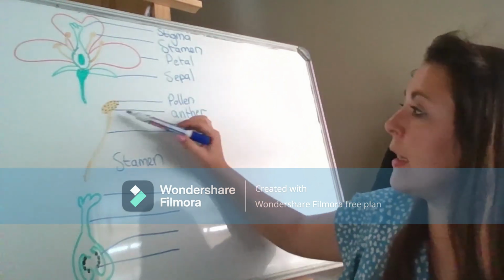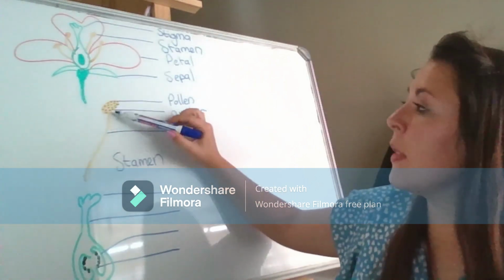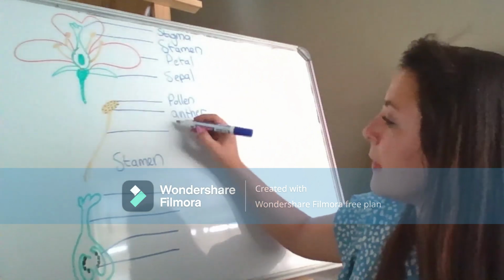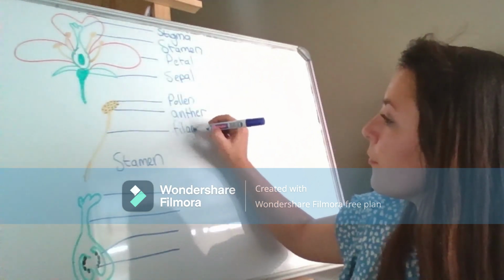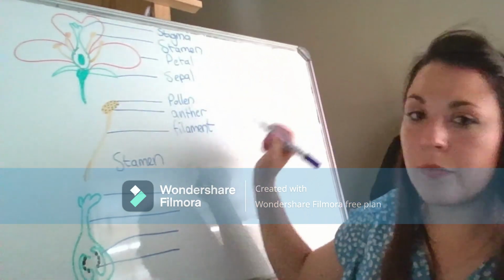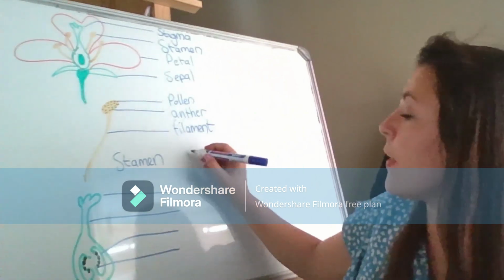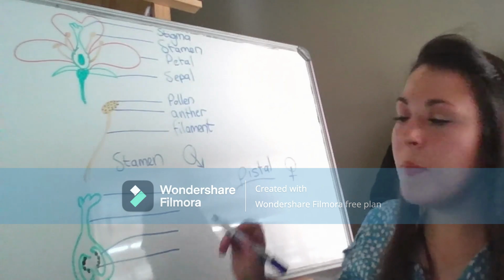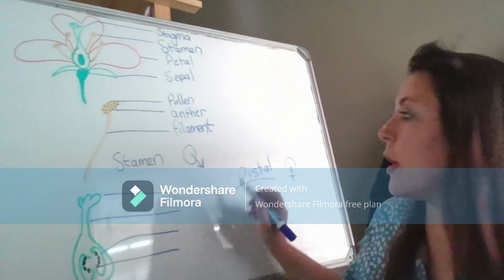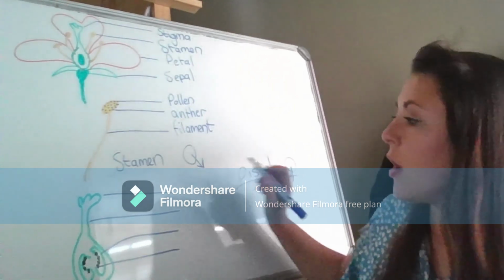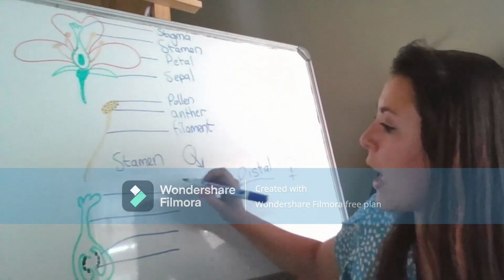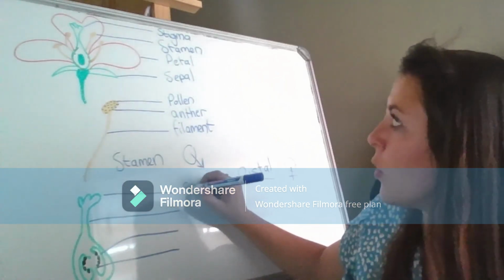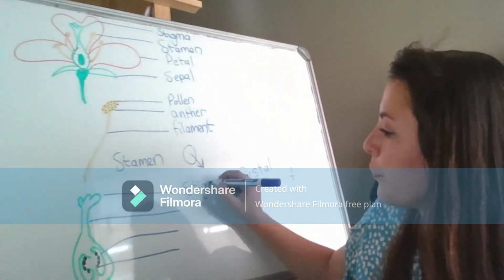And then finally, the stem part is the filament. And then we have the female part. The female part of the flower is called the pistil. From the top, we have the finger-like structures. It is called the stigma.